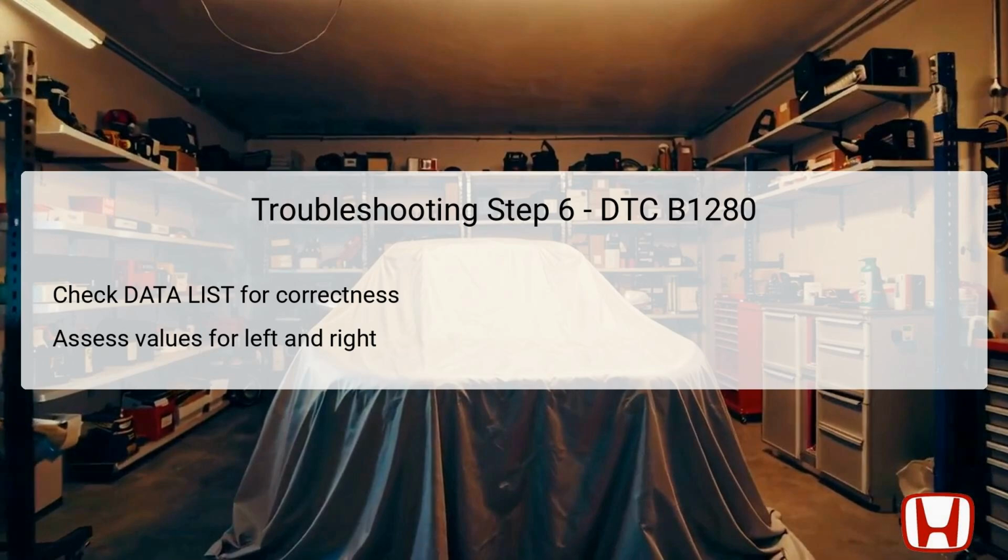If both values are correct, indicating proper operation, it suggests that the MICU may be at fault and may require replacement. However, if not all readings are accurate, the troubleshooting advances to the next step for further investigation. This thorough value check ensures each component is functioning correctly before isolating further faults.